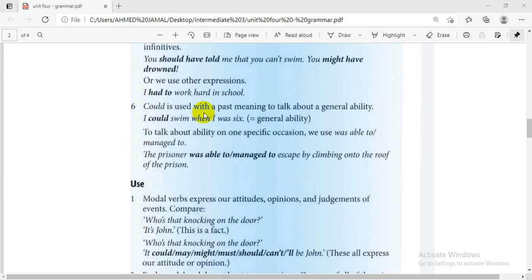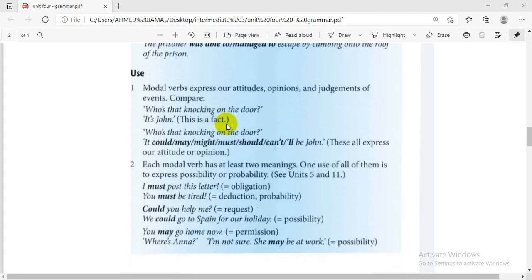Could is used with a past meaning to talk about a general ability. I could swim when I was 6. Here it is about ability with could. Could here is one of the modal verbs that refers to the past, to a general ability. I could swim when I was 6. General ability. He had the ability to swim when he was six years old.